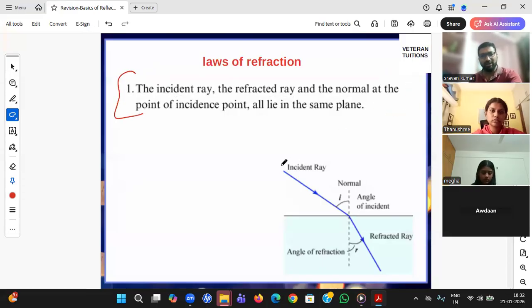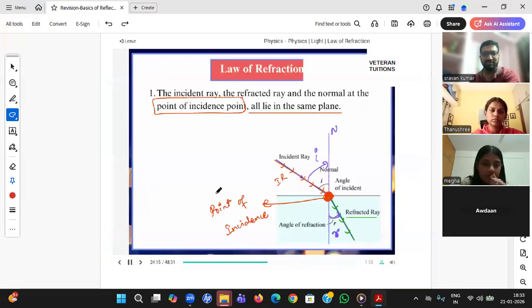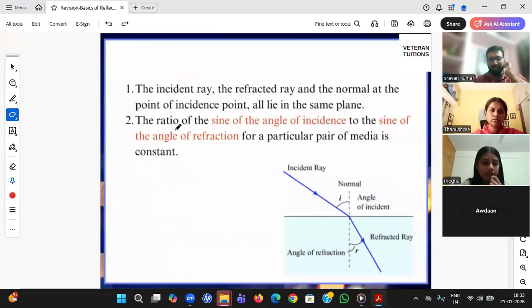Now let's go to the second law, which is very, very important. What is the second law? Let me write the second law mathematically, then I'll explain. The ratio of the sine of the angle of incidence to the sine of the angle of refraction. You see, this is the point of incidence.